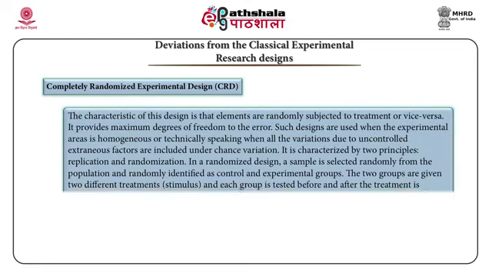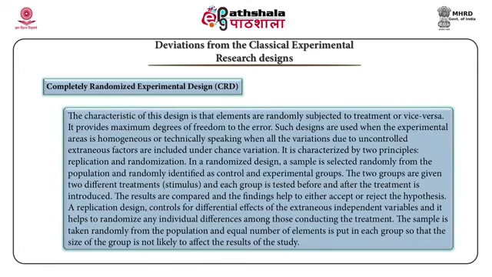Completely randomized experimental design, or CRD. The characteristic of this design is that elements are randomly subjected to treatment or vice versa. It provides maximum degrees of freedom to the error. Such designs are used when the experimental area is homogeneous, or technically speaking, when all the variations due to uncontrolled extraneous factors are included under chance variation. It is characterized by two principles, replication and randomization.